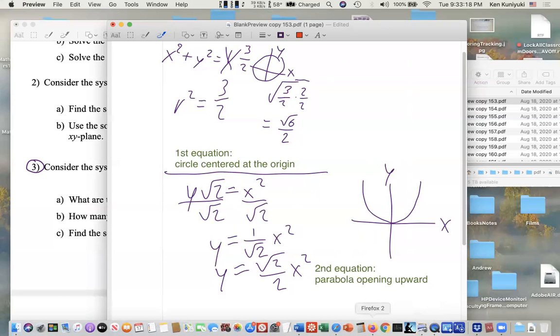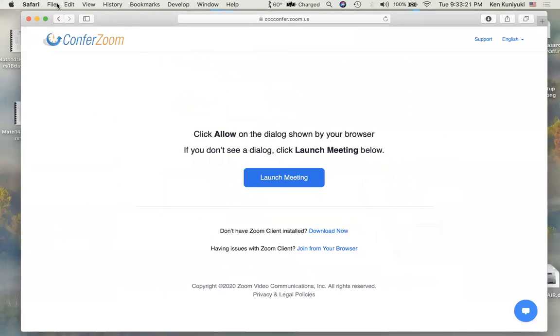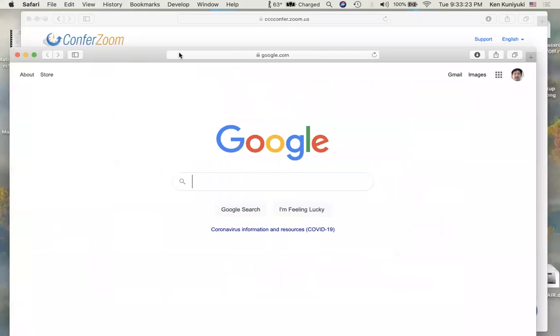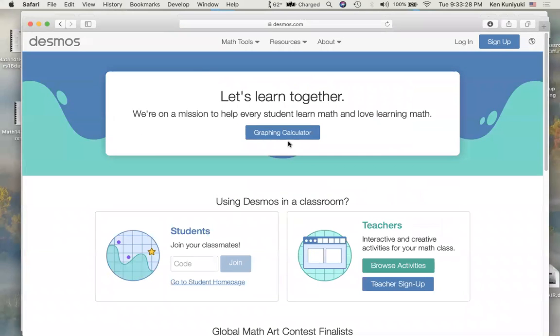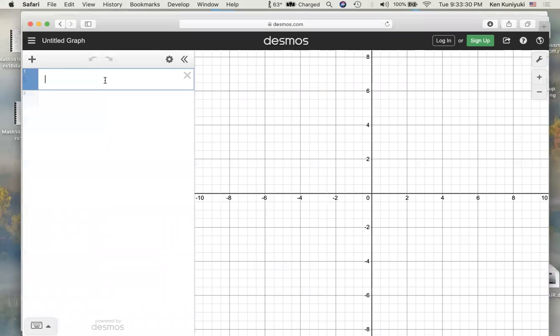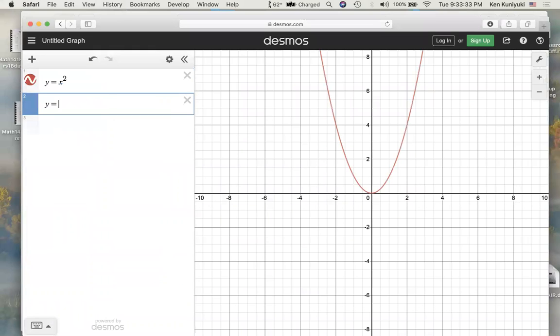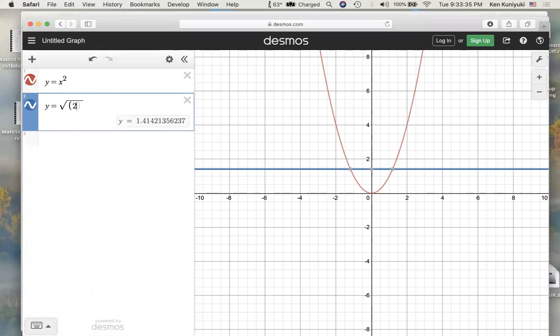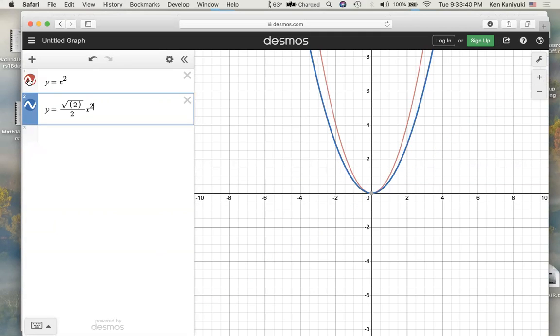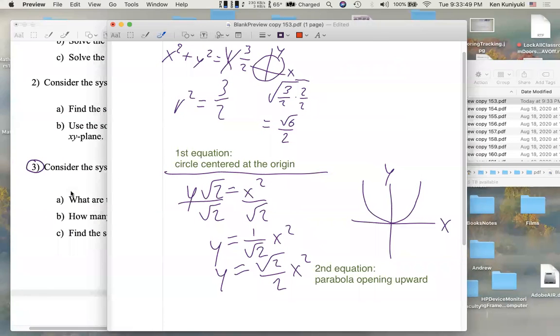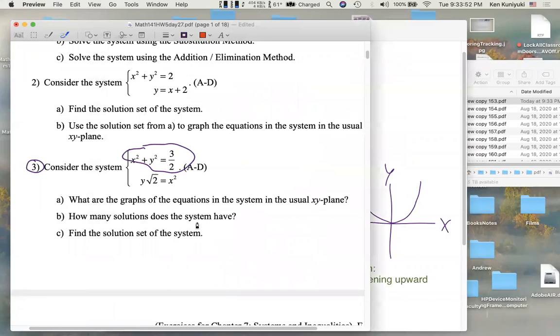If you want to go to Desmos, here's y equals x squared. Here's y equals the square root of 2 over 2 times x squared. Going from the red graph to the blue graph, it's a vertical shrink. You're squeezing it towards the x-axis. But still a parabola opening upward. Okay, A and B. B, how many solutions does the system have?